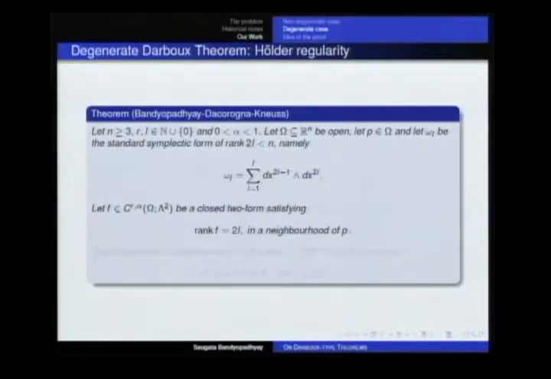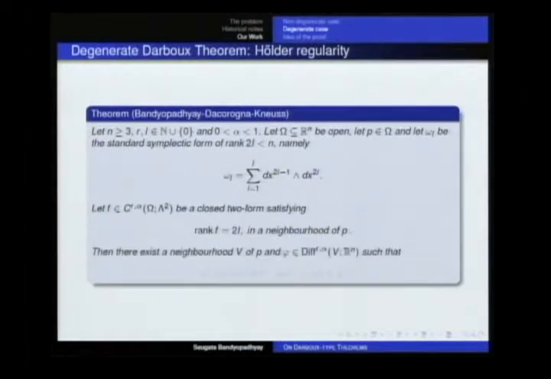in a neighborhood of P. Now we need to give the condition on rank in a neighborhood because, unlike non-degeneracy, this is no longer an open condition. So you have to impose a condition in a neighborhood. Then there exists a neighborhood V of P and a diffeomorphism phi of class C^{r,alpha} such that phi star omega L is equal to F in V and phi of P is equal to P. Note the difference: there is no improvement in regularity here. In fact, we have a counterexample, an example which doesn't give us the better regularity.